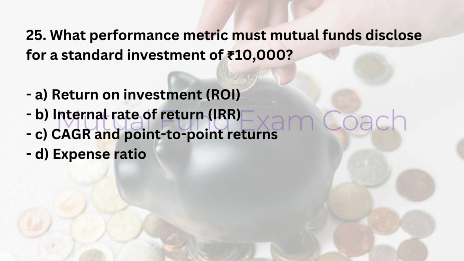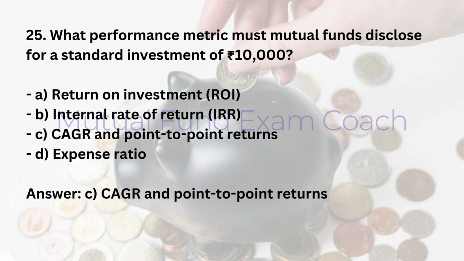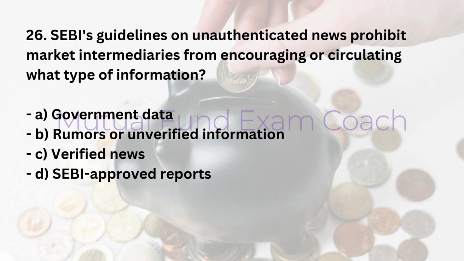25. What performance metric must mutual funds disclose for a standard investment of 10,000 Indian rupees? A. Return on investment, ROI. B. Internal rate of return, IRR. C. CAGR and point-to-point returns. D. Expense ratio. Answer, C. CAGR and point-to-point returns.